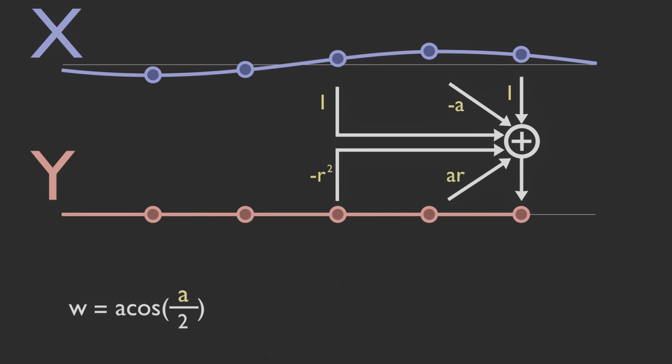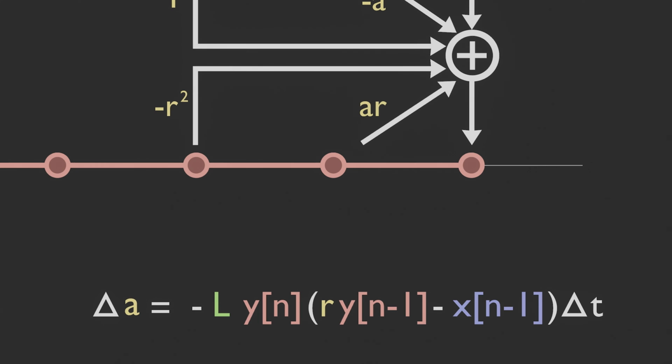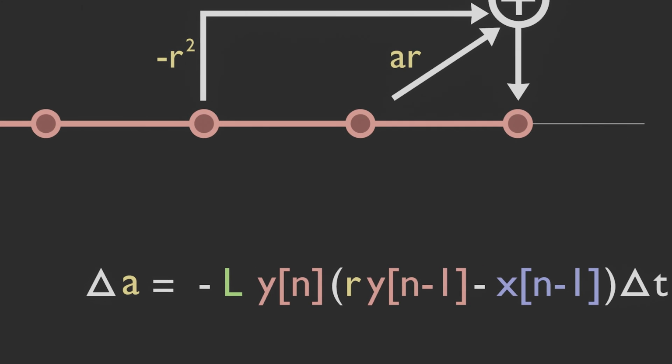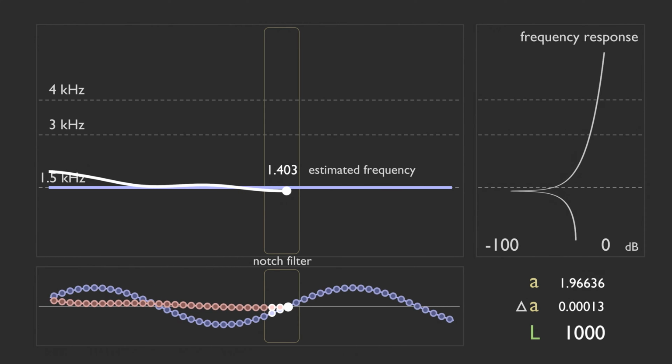The updating rule for A is very simple. It minimizes the energy of Y and forces the filter to track the frequency. The updating rate is controlled by parameter L, which is adjusted according to input signal conditions.